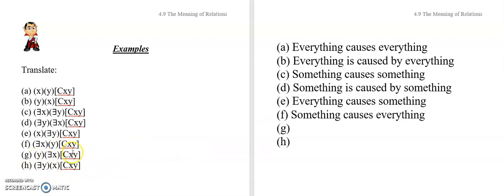What about G here? What does this sentence say? Okay, the y occurs in the second relata position, and this is the lead quantifier, so I'm going to translate in terms of the second position. Everything is caused by at least one thing.